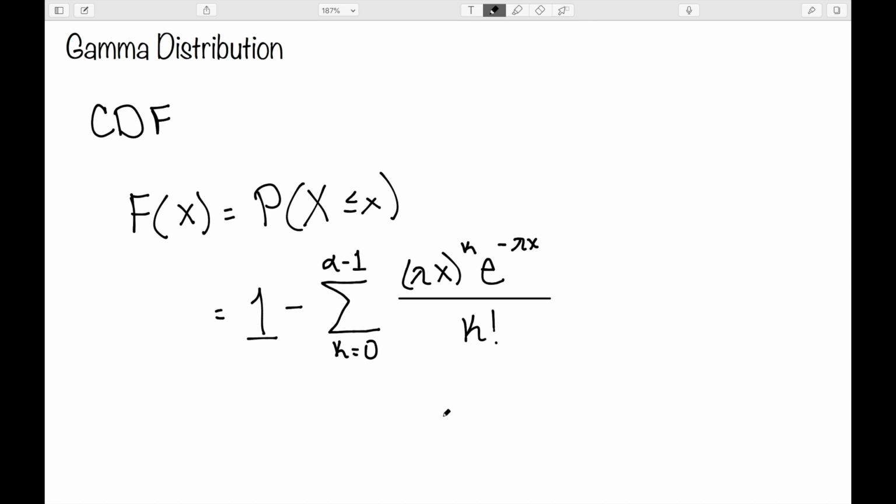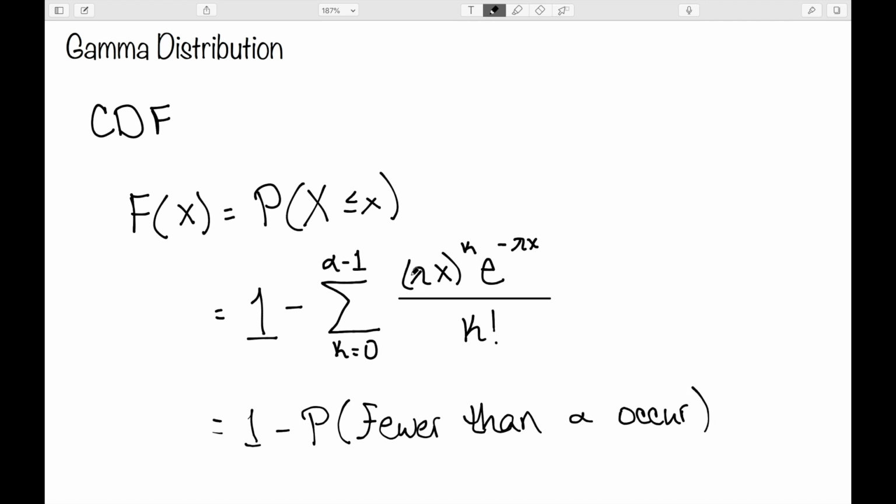The CDF of the gamma distribution is given by capital F of x. This gives us the probability that my random variable X is less than or equal to little x, is 1 minus the summation from k equal to 0 to alpha minus 1 of (lambda x)^k e^(-lambda x) over k factorial. And this summation here comes from being 1 minus the probability of fewer than alpha occurrences.